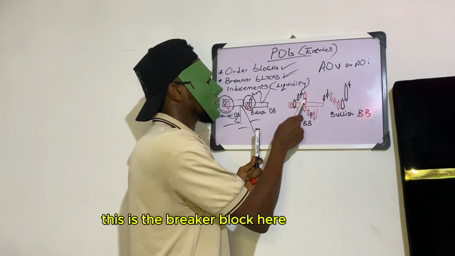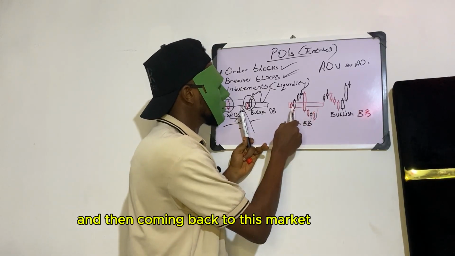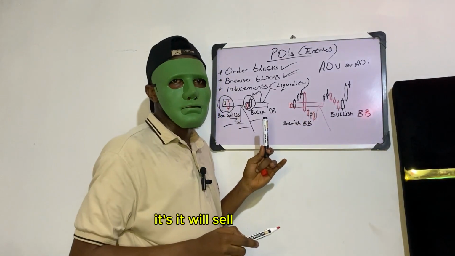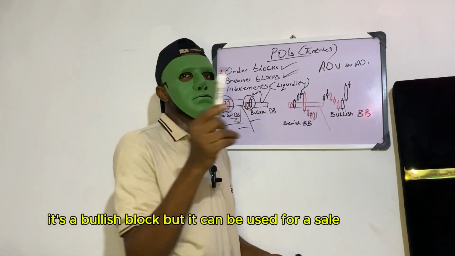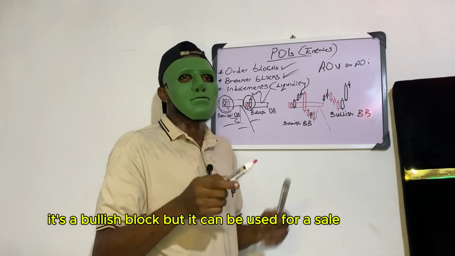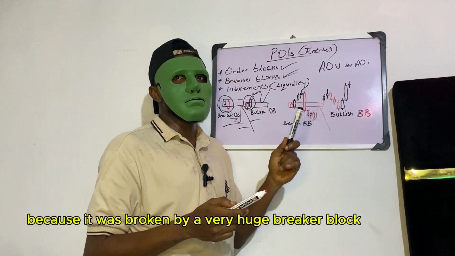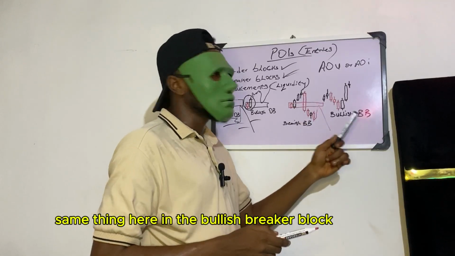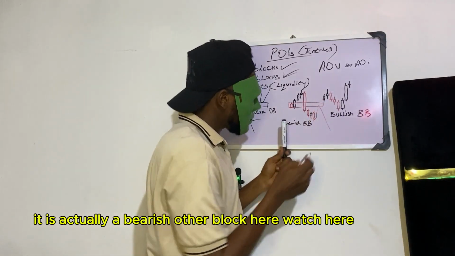This is the breaker block here, breaking out a bullish order block, and then coming back to this market, you can use it here for your entry. And when the market gets here, it will sell. You can now use it for your sell entry. Remember, it's a bullish block, but it can be used for a sell because it was broken by a very huge bearish breaker block. Same thing here in the bullish breaker block.